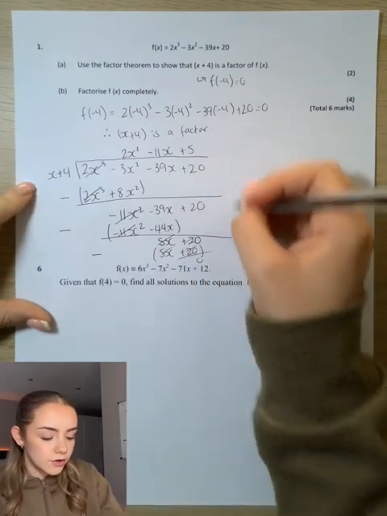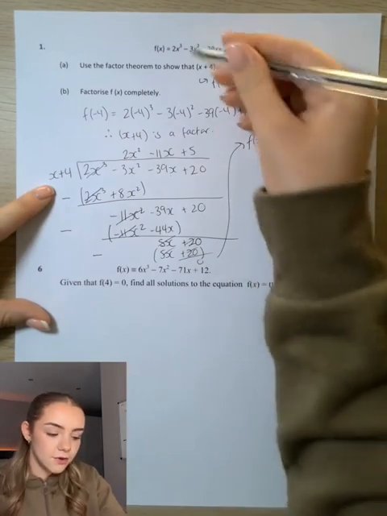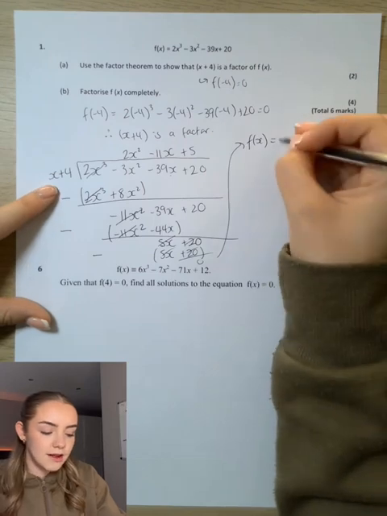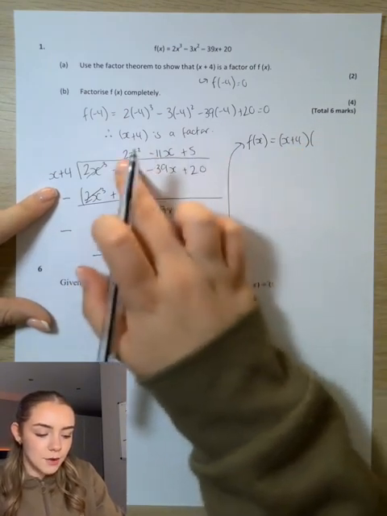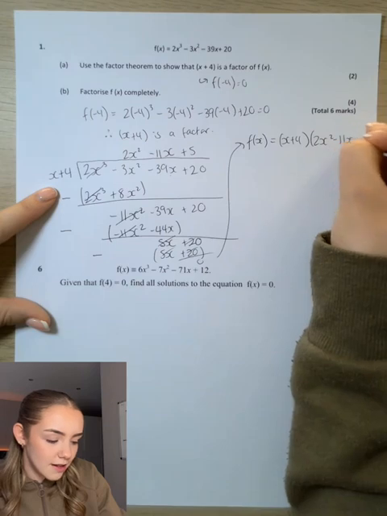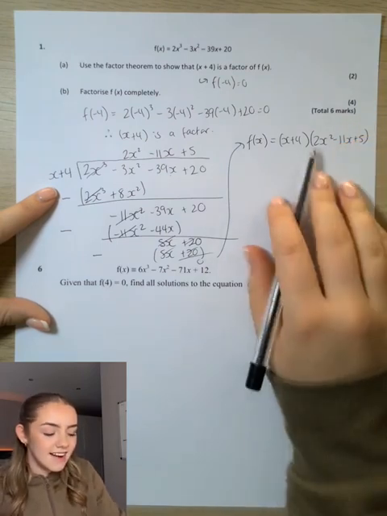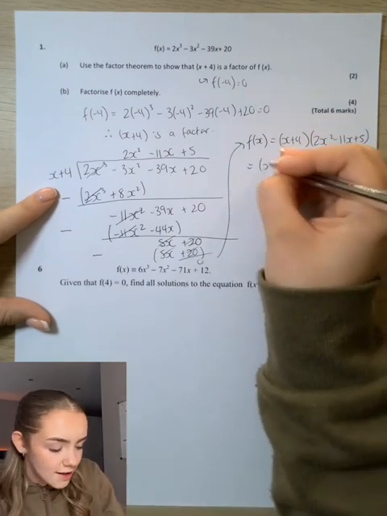So once we've divided by x plus 4, we have our function f(x), which must be x plus 4 times by what we've got as our answer here. So 2x squared minus 11x plus 5. Now we can factorise this bracket here, which is just your normal quadratic equation.